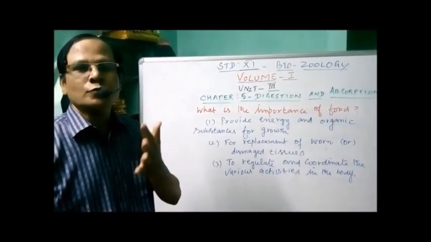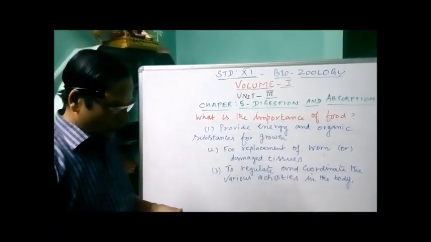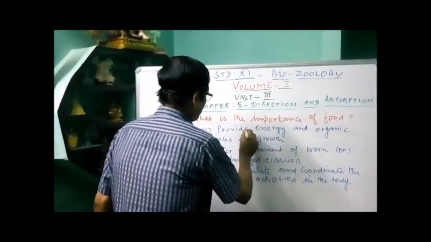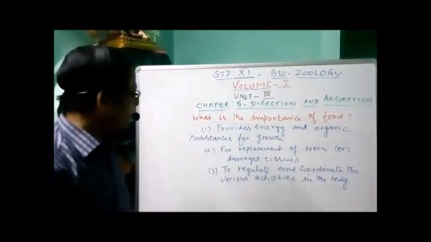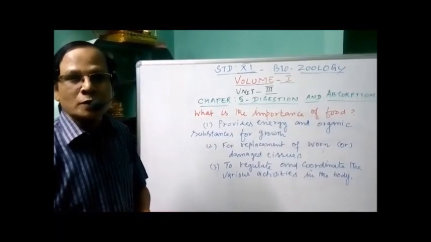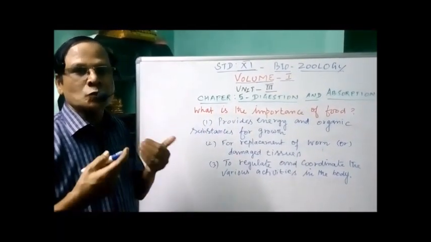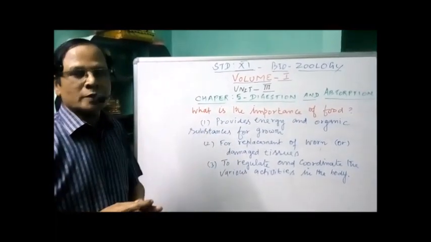Why do we have to take food? Number one, food normally provides energy. It provides energy and organic substances in the form of carbohydrates, proteins and fats for growth. We need these materials for growth. So that is what is provided by food.